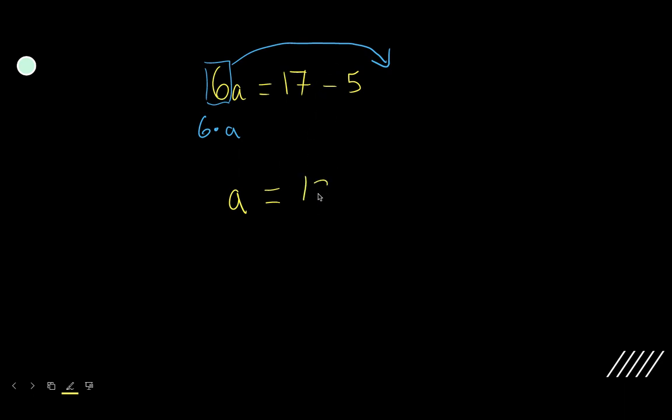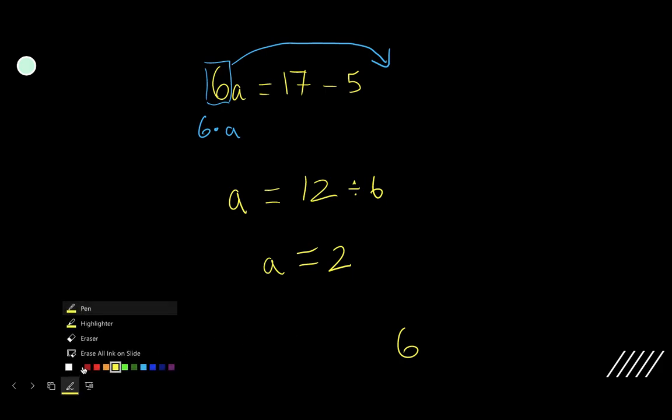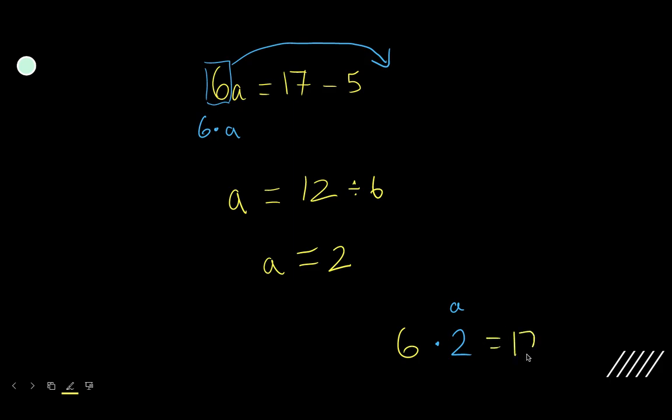17 minus 5 is 12. And then we add our division sign. So 12 divided by 6 is 2. A is equal to 2. We can check this again. 6 multiplied by 2. That's a right here. This is the value of a. A is equal to 2. So 6 times 2, is it equal to 12? Yes, so a is equal to 2.